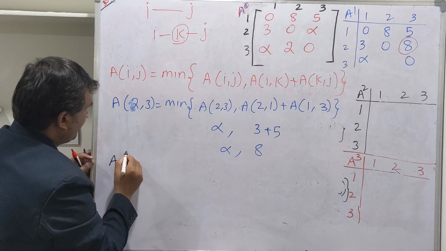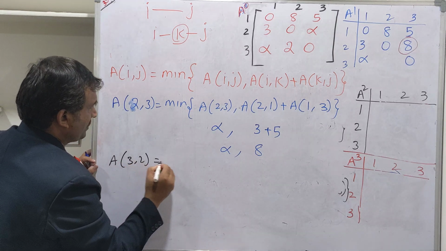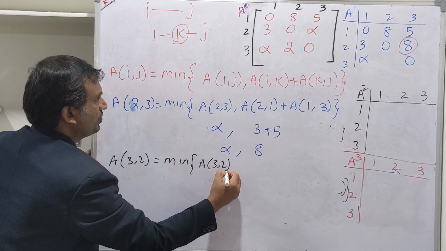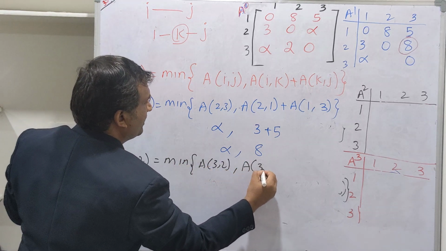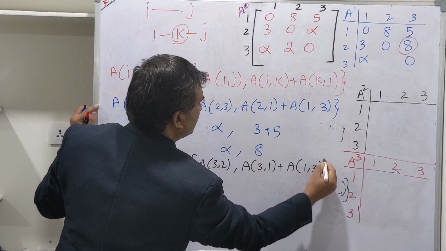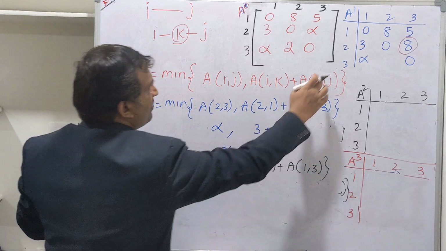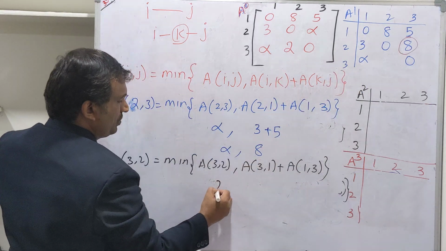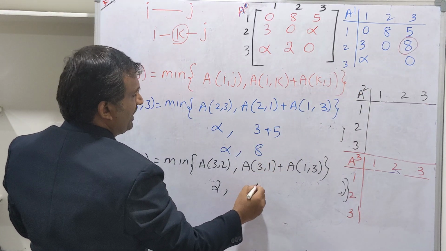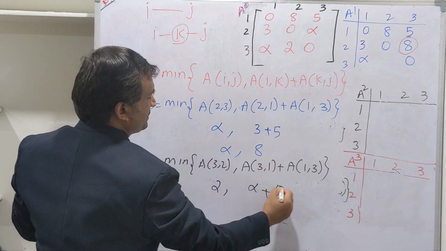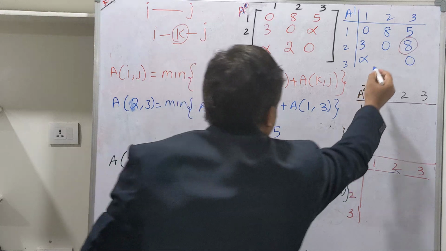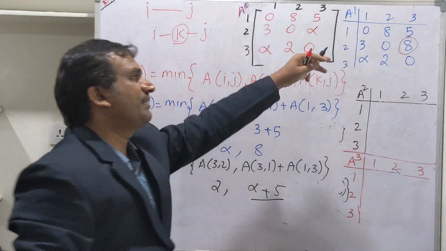Now let us calculate the next one similarly. A of 3,2 is equal to minimum of A of 3,2, and A of 3,1 plus A of 1,2. What is the 3,2 cost here? Initially 2. And what is the 3,1 cost? Infinity, plus the 1,2 cost which is 8. So the indirect cost is more. Let us write it as it is. Now A1 we have completed.